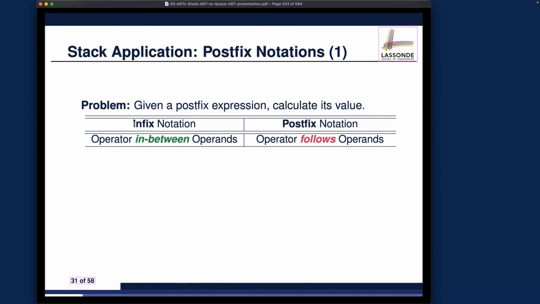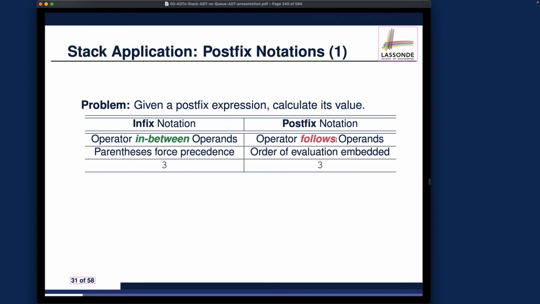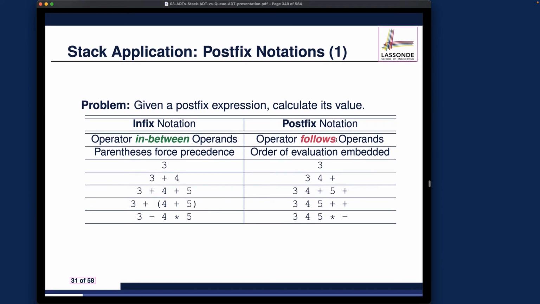When you talk about infix notation, the operator will be in between the operands. So that's why it's called infix. But now for postfix notation, the operator will follow the operands. All right, so here we got different examples. You can go over them, but I'll also go over some different examples in detail together with you first before we try to solve the problem.